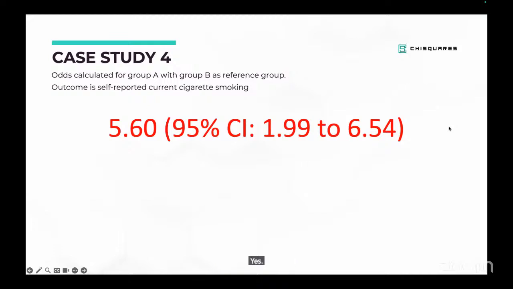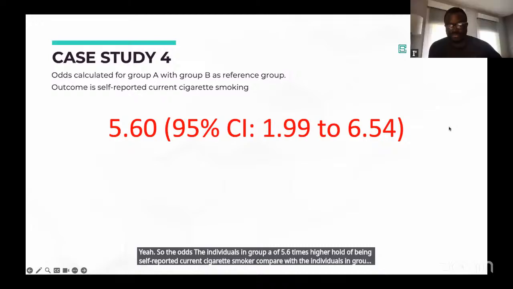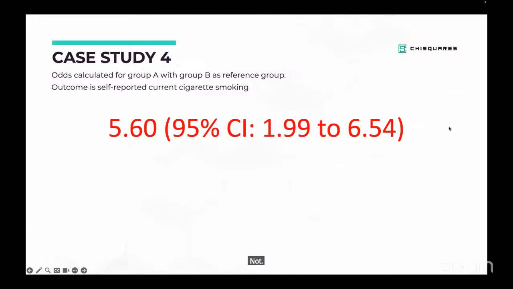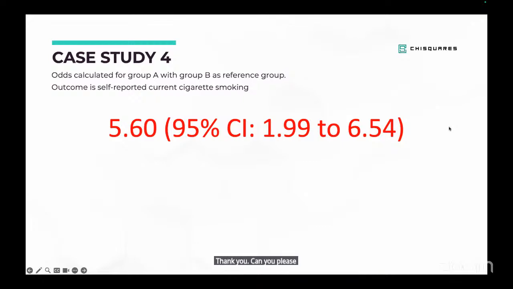Yeah. So the individuals in group A have 5.6 times higher odds of being self-reported current cigarette smokers compared with the individuals in group B. Okay, thank you. That's correct. That translates to 460% higher odds among the individuals in group A compared with the individuals in group B. Thank you. And this is statistically significant. Can you please walk us through the calculation?